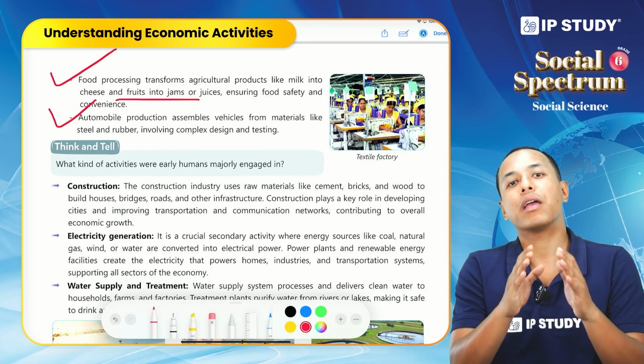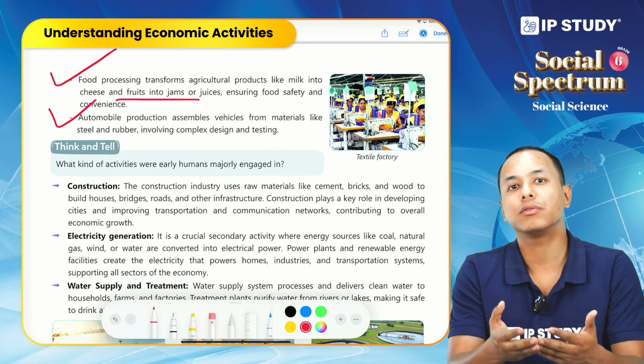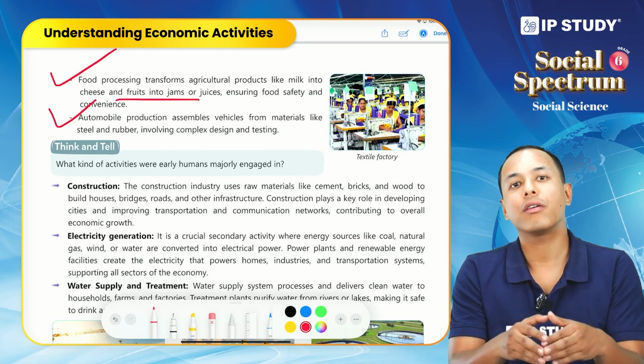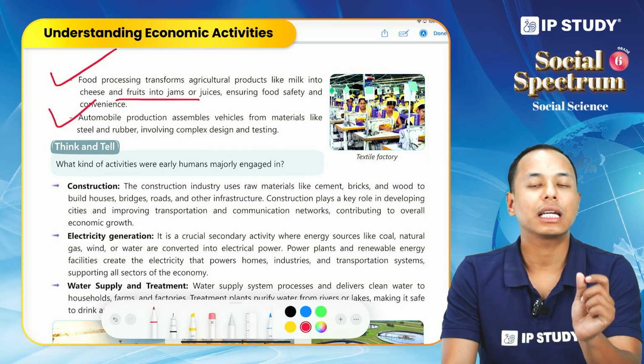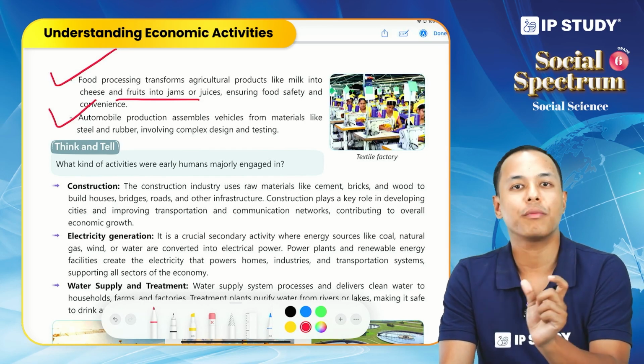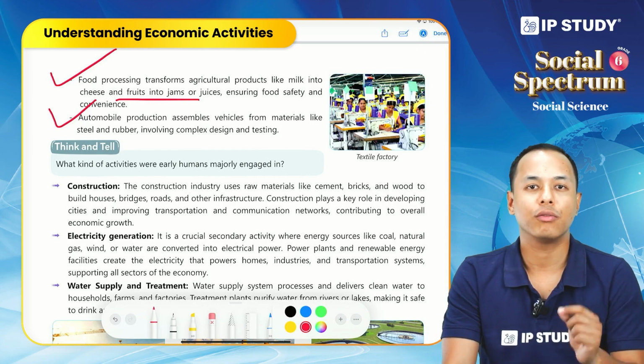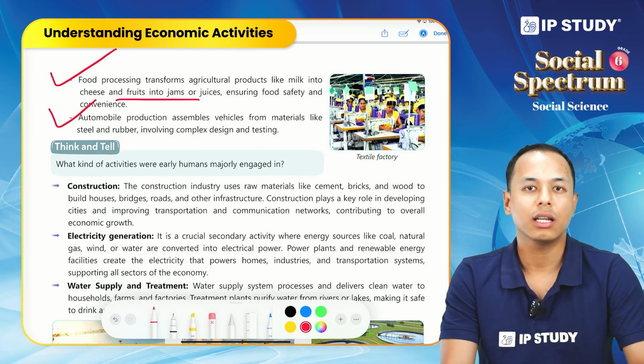Although primary economic activities provide us with minerals or resources, we cannot directly use them. So it is the secondary sector economic activities that make sure we can get things that we can easily use.